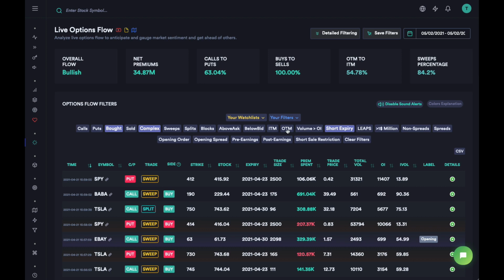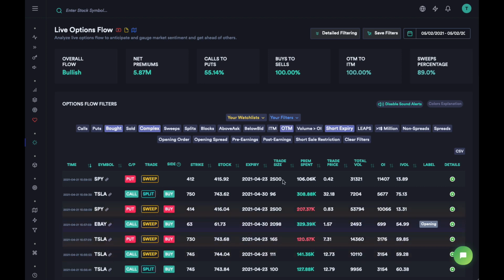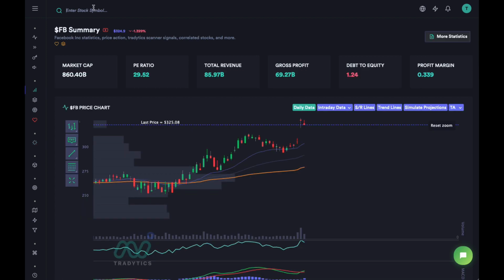Then we want to look at out of the money orders. We want to look at out of the money purchases, because that tells us that a directional bet was probably placed. So let's say SPY was 415. We don't know the side of this, but let's say Tesla was 743, and someone just bought a strike of 750. Now that might mean that by April 30th, someone is expecting the price to go to 750. I don't think the price went to 750. Let's quickly check that.